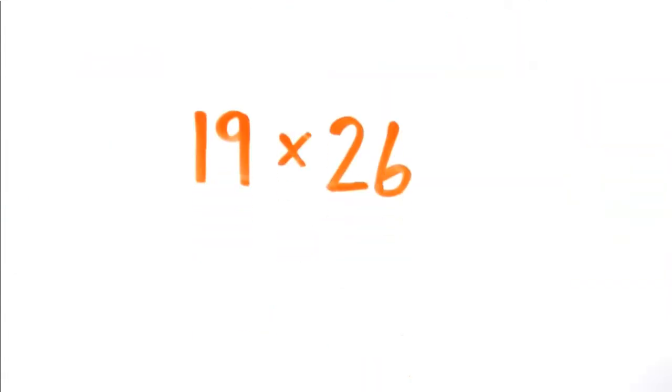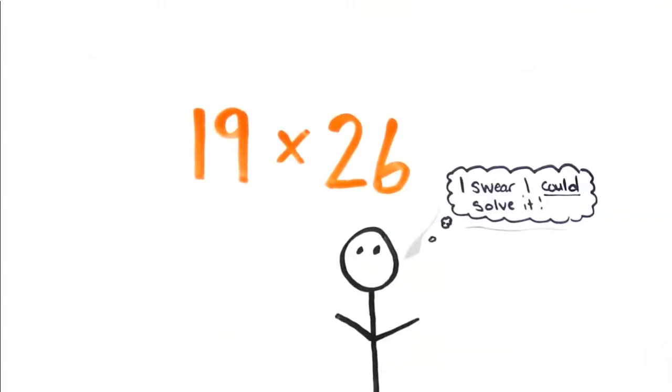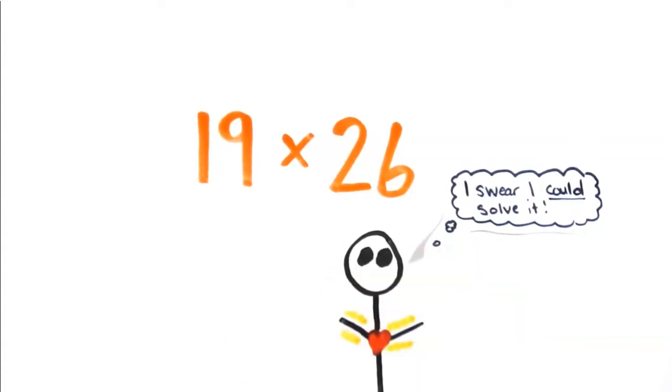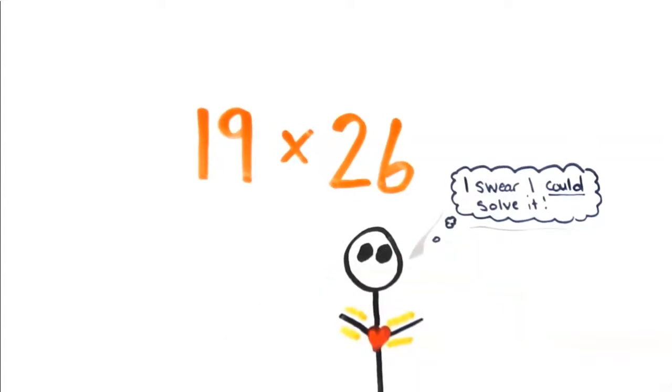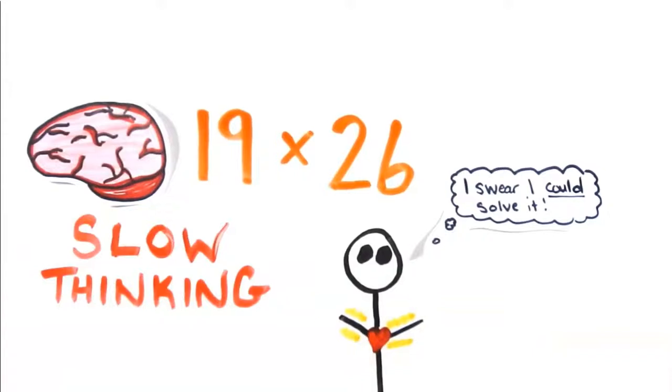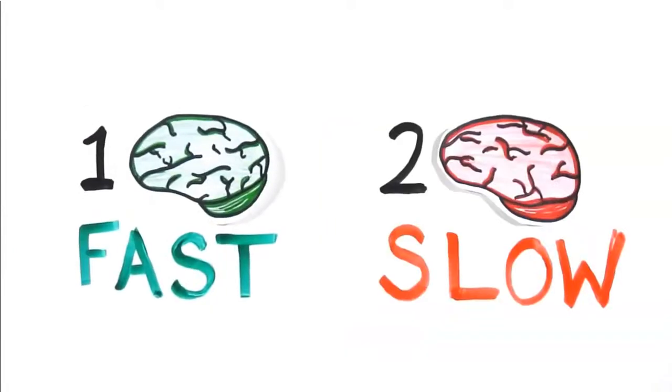But if you look at the following problem, something different happens. Sure, you immediately know it's a multiplication problem, and you knew you could solve it if you had the energy, but didn't. If you do try, your muscles will tense, your pupils will dilate, and your heart rate will increase. Now, you've experienced slow thinking. These two systems of fast and slow thinking dictate much of our perception and reaction in life.